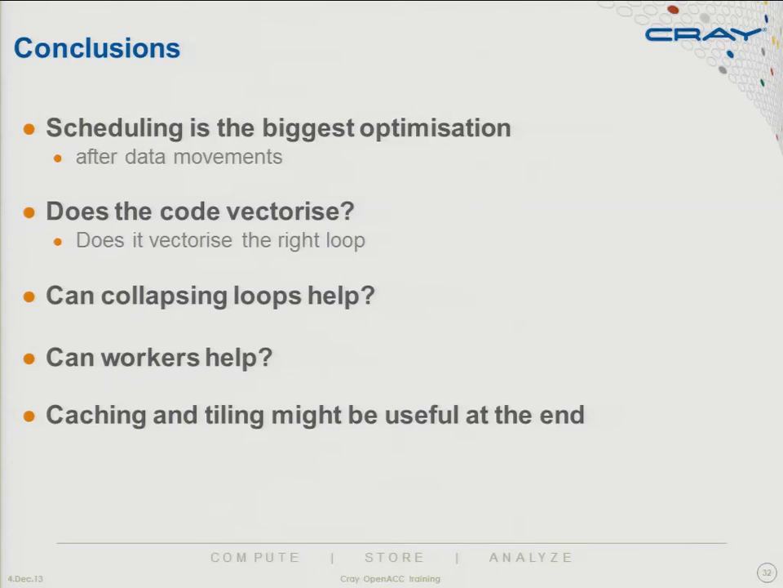Scheduling, after data movements, is your biggest optimization. Getting the vectorisation right is probably the thing to spend your time on. Collapsing loops and worker clauses can help, but I would get the vectorisation right first. Caching and tiling are useful at the end. I will give some examples in a sec of exactly where they might be useful.